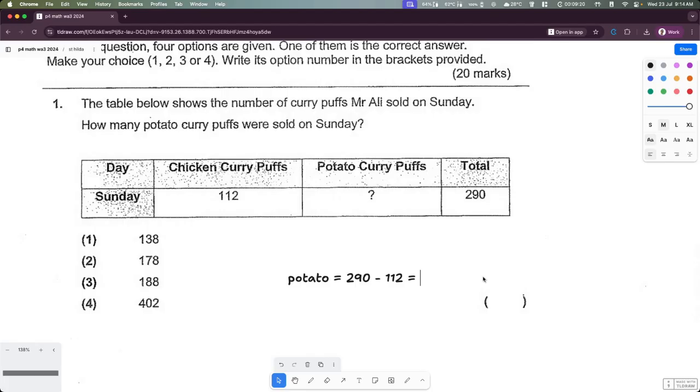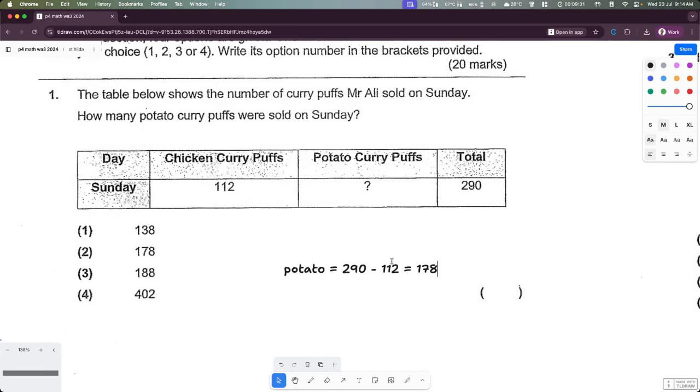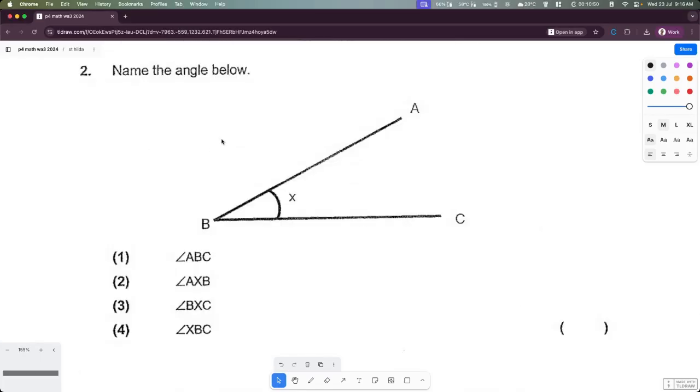So this should give us the answer of 178. Oops, 78. Okay, and that's the answer to this, right? So if you do your workings correctly, double check as well, your answer should be 178 in this case. So in this case, the option 2. All right, let's move on to the next question.